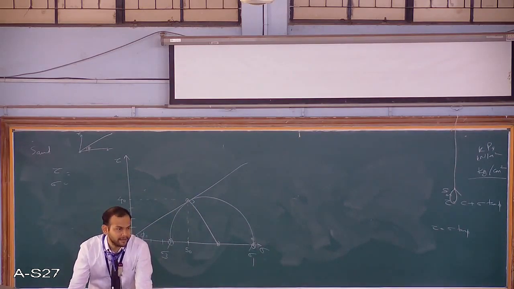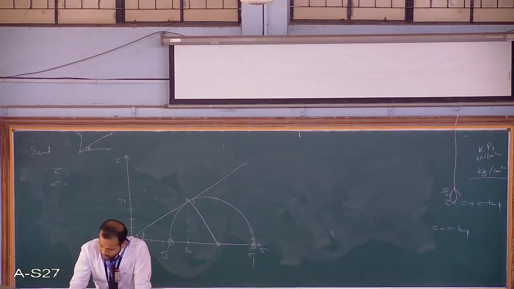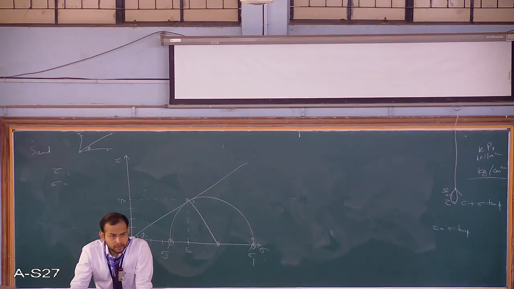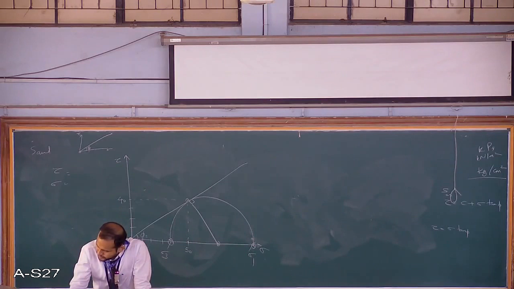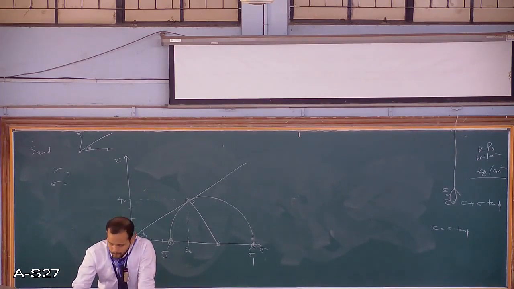Values, has anyone found out? If you're solving along with me, you will get an answer of 132 for sigma 1 and 31 for sigma 3. This is the answer you should get. Are you getting it?